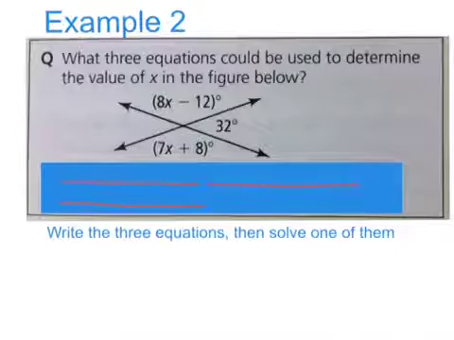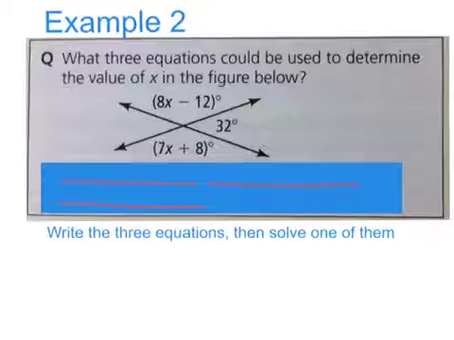So now we can look at another example of where this might come into play. This question says, what are three equations that could be used to determine the value of x in the figure below? If we look at this figure, we do have lines intersecting. So we have vertical angles: 8x minus 12 and 7x plus 8 are vertical angles. We also have linear pairs. If we look at these two angles right here, remember we can assume 180 degrees, so those are going to add up to 180 degrees, and these are going to add up to 180 degrees.